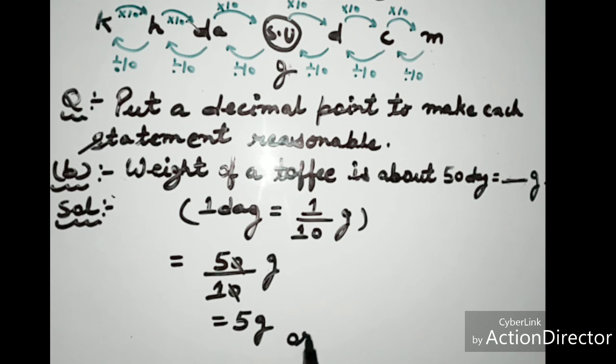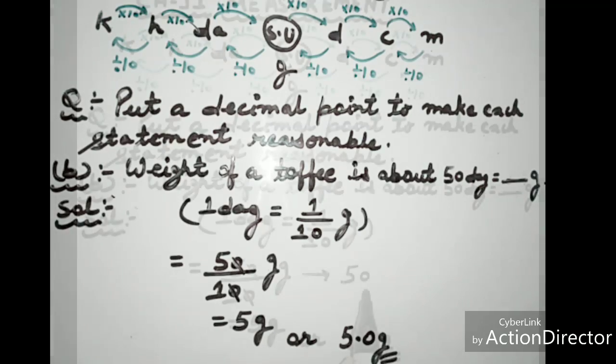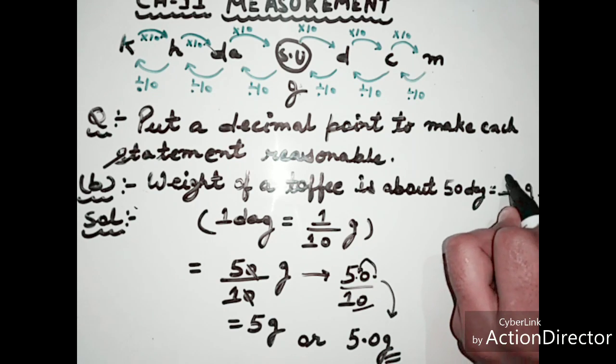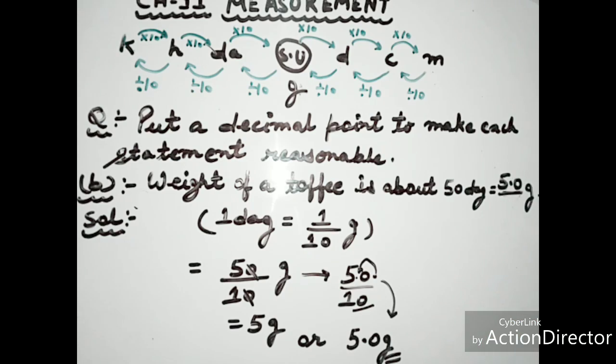And we also write 5.0 gram. Another method, when we use decimal. So decimal place is here and denominator having 1 zero. So it moves one place to left hand side and decimal shifts from here to here, and we write 5.0 gram. So here we write 5.0 gram.